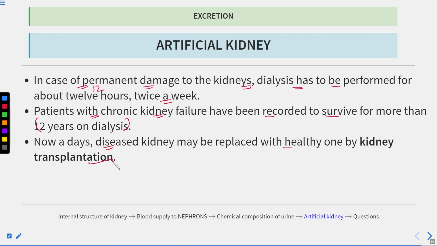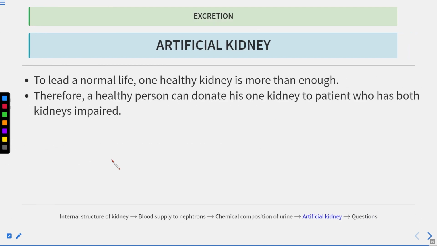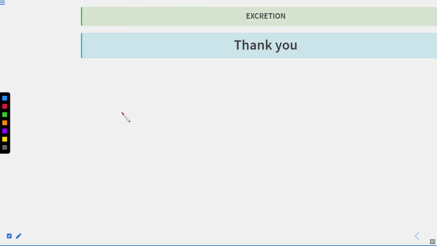So we can go for kidney transplantation. For that, we first have to find a donor. It is not an easy process. Finding a donor will take time, but kidney transplant is very successful, and after a kidney transplant, there is no need for dialysis. To lead a normal life, one healthy kidney is more than enough. Therefore, a healthy person can donate one kidney to a patient whose both kidneys are impaired.